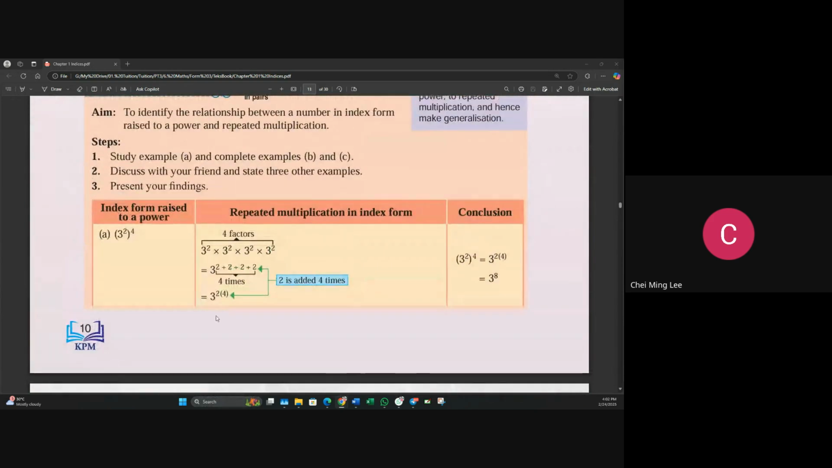You see, when it's multiplied with the same base, we can add all these together, correct? So now this one is 2 plus 2 plus 2 plus 2. And there are 4 times there, 4 times 2, right? So that's why we can write 2 to the power of 4, 2 times 4. So that's why you will get 3 to the power of 8.